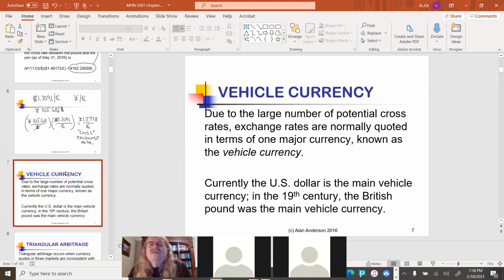And it's more than just that, too. It's political stability, the strength of the economy, the low inflation rate. There's a lot of reasons why the dollar is attractive as the vehicle currency.